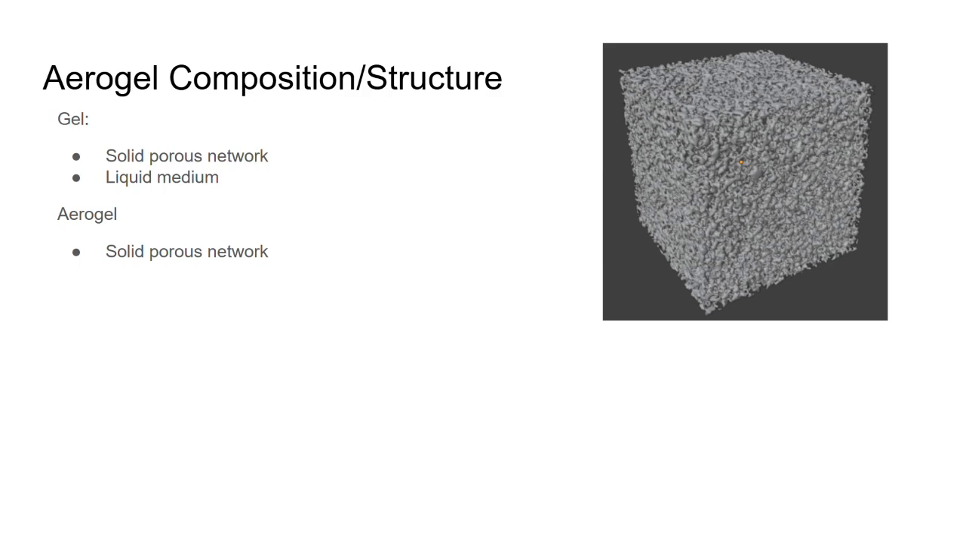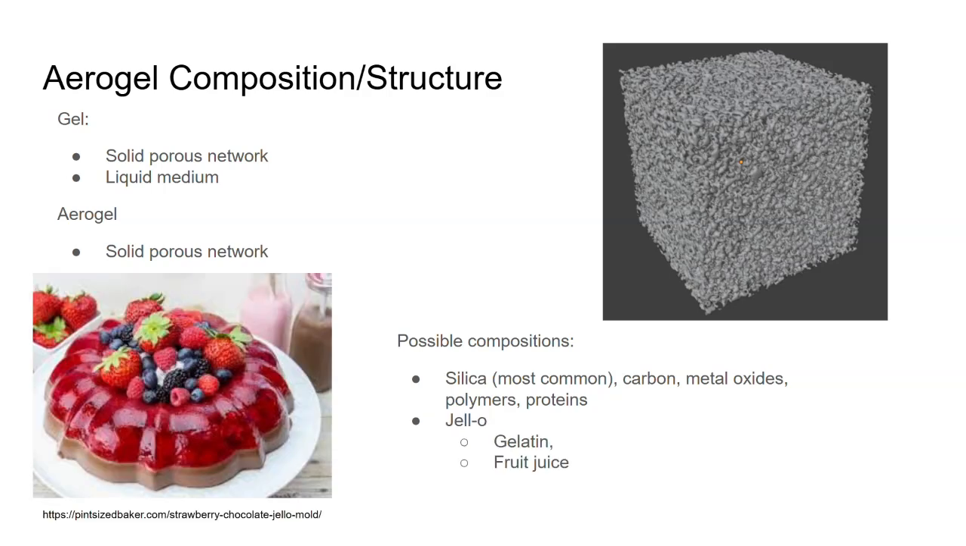Now yes, the generality of the description implies that aerogels can be comprised of a number of different substances, such as silica, carbon, metal oxides, polymers, or even proteins. For example, Jello. It's a gel in which the solid component is primarily gelatin, a protein, and it is suspended in fruit juice as a liquid medium. You could hypothetically make an aerogel comprised of gelatin. Okay, so the most widely known form is probably silica aerogel, silicon dioxide, and that will be what I primarily reference from this point on. In this next slide, we'll talk about the process of making aerogel.